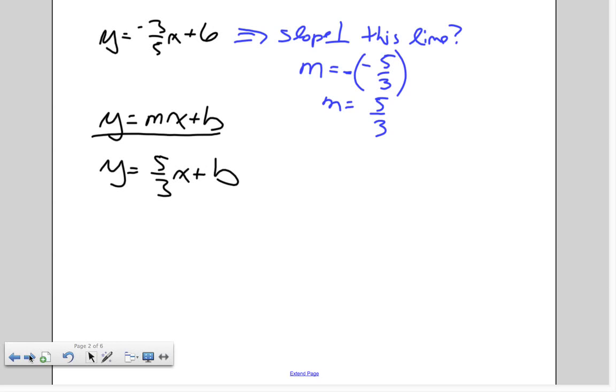What was the y value? 17. And what was the x value? 9. Because that point is on our line, that means x and y need to make this equation true. So that's what we can plug in. Now how do we determine b?